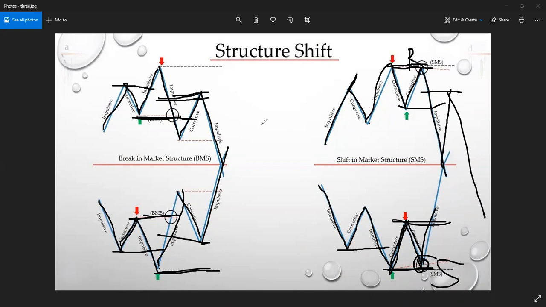That is one thing. So this is a break in market structure. This is also a break in market structure. But this is also a shift in market structure. There's also a shift in market structure. The market shifts because it made a double correction and broke the last high. Can you identify this one in the market?